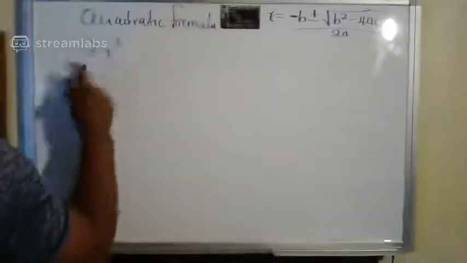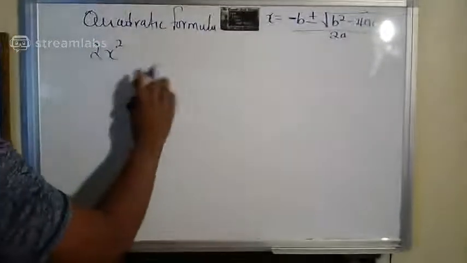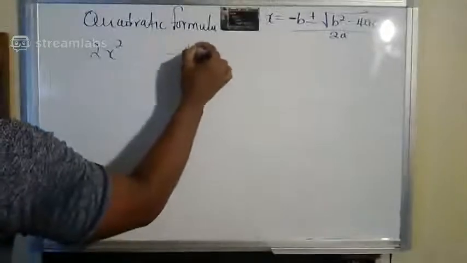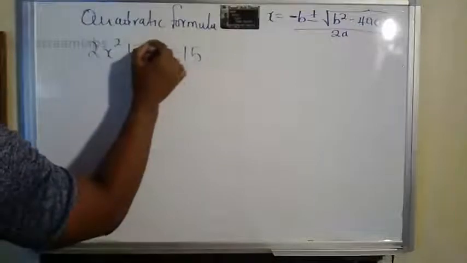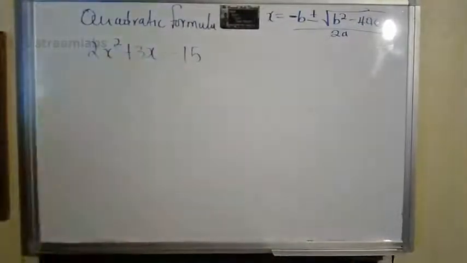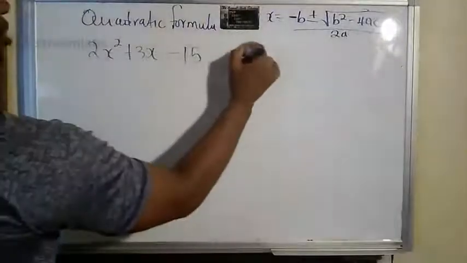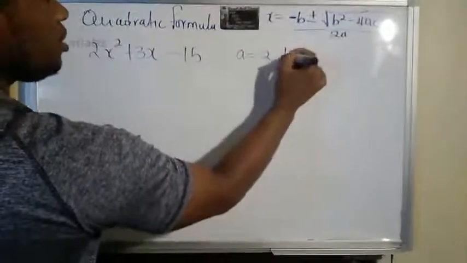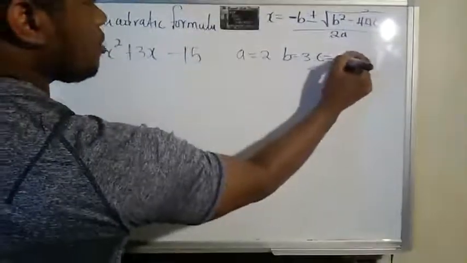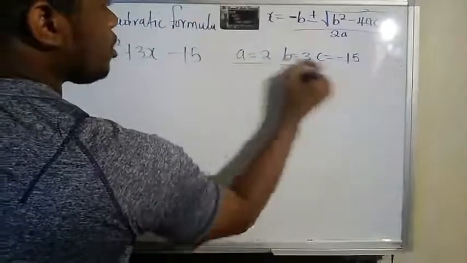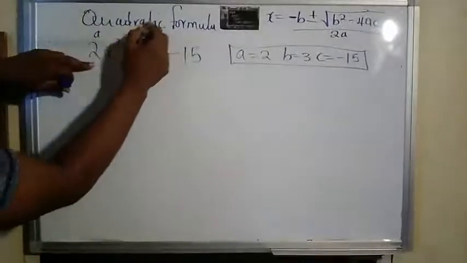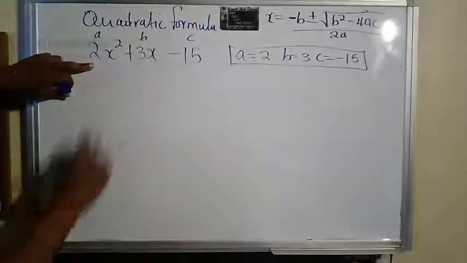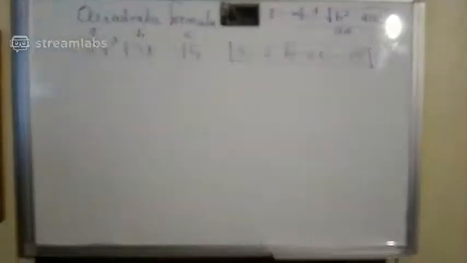Alright, we can look at when A is not 1, so 2x squared plus 3x minus 15. So we write A, so A will be 2, B will be 3, and C will be negative 15. If you're just joining, it's the coefficients. So right here is A, this is B, and this is C. Everyone should know that by now. I've done many of these questions on my channel.